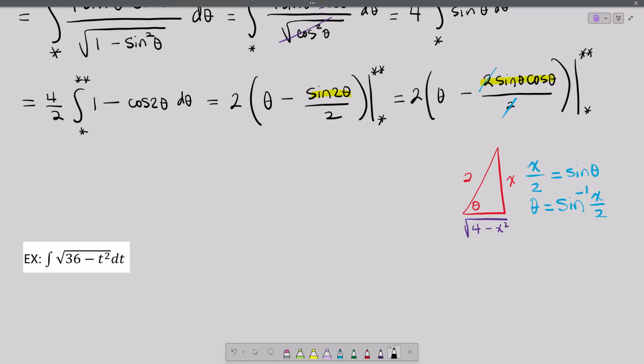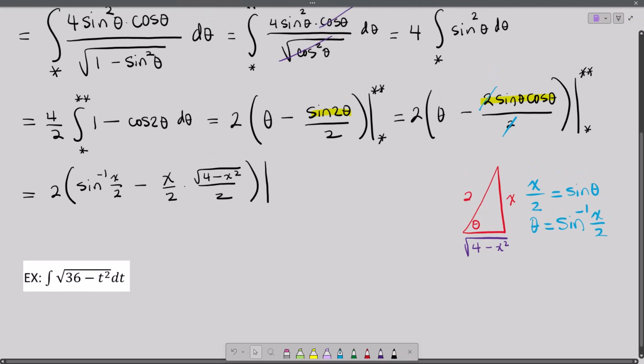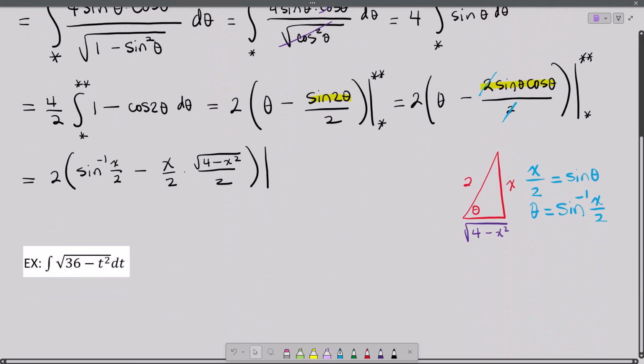So now we have 2 multiplied by inverse sine of x halves, inverse sine x divided by 2. So that's this part. Minus sine of theta, that's x over 2, times cosine of theta. You look at your triangle. Cosine of theta is adjacent over hypotenuse. So we're going to have multiplication of this. And then our limits of integration are back to what they were originally, 0 and root 2.